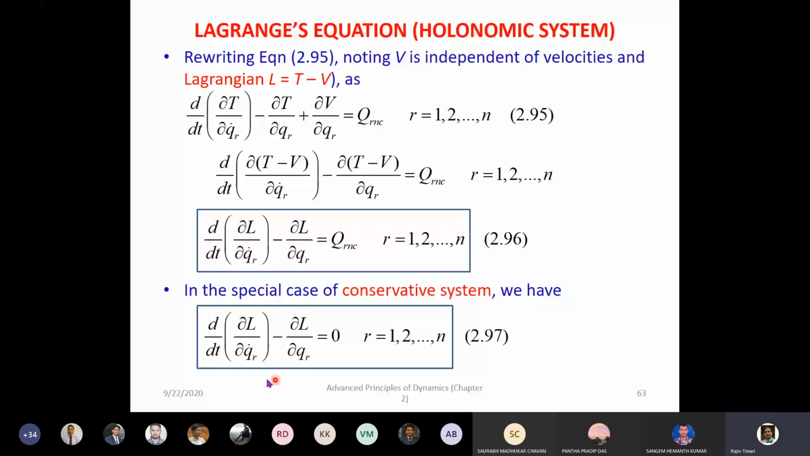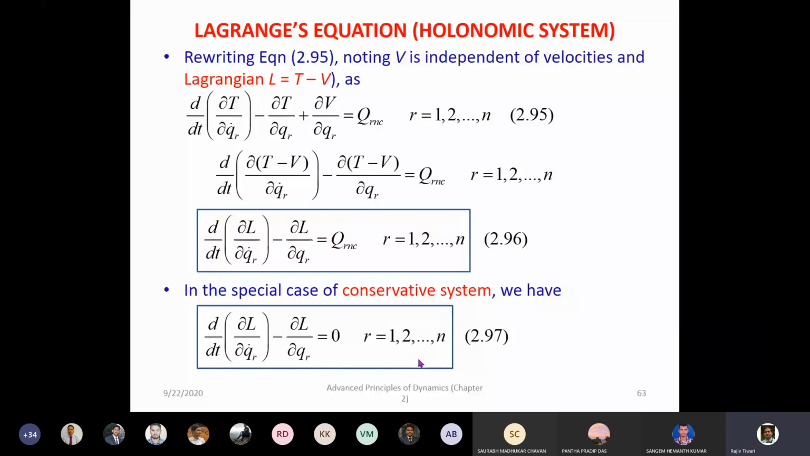If you see here, the first term is the derivative of the Lagrangian with respect to velocity, then the time derivative of that, minus the derivative of the Lagrangian with respect to the generalized coordinate. And they are n in number, so these equations are n in number. If a system has n degrees of freedom, we have n generalized coordinates, so we expect that many equations of motion. That's why we have n equations of motion.